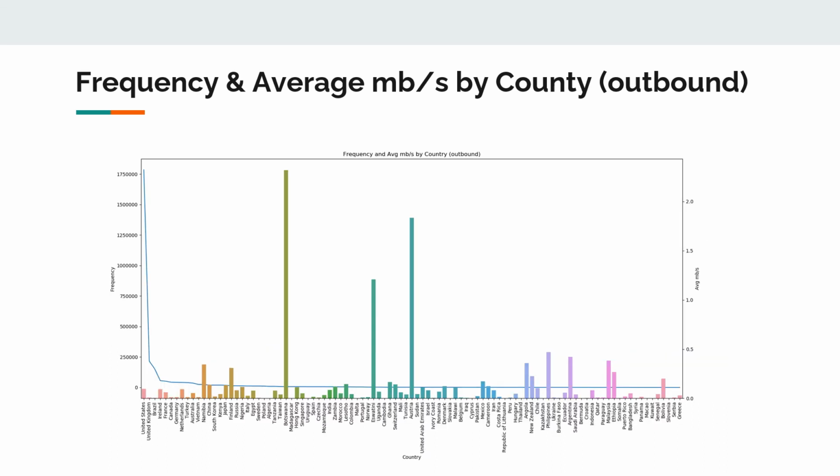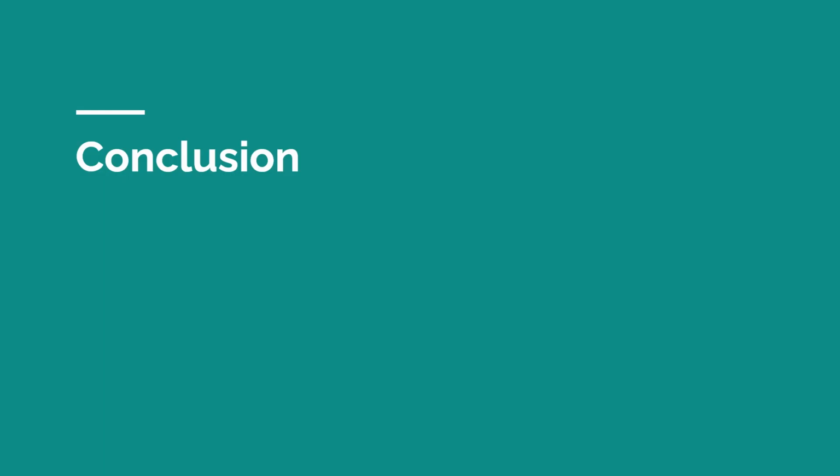And so for the outbound traffic, we can see again the USA is the most frequently used country, but it's not performing very well. And the UK, the United Kingdom, same story compared to, for example, Botswana or Austria, which is performing very well, although they are less frequently used.